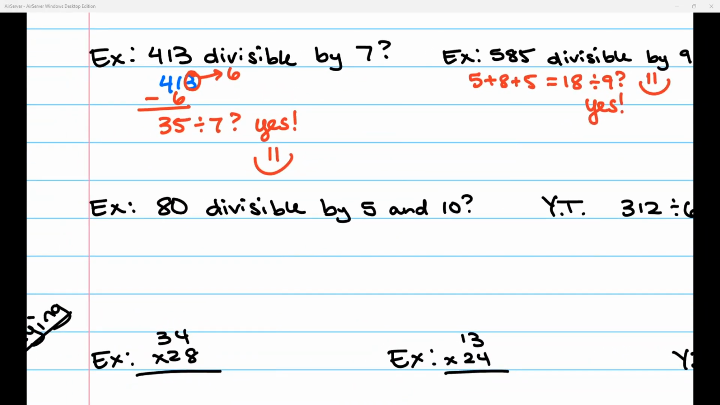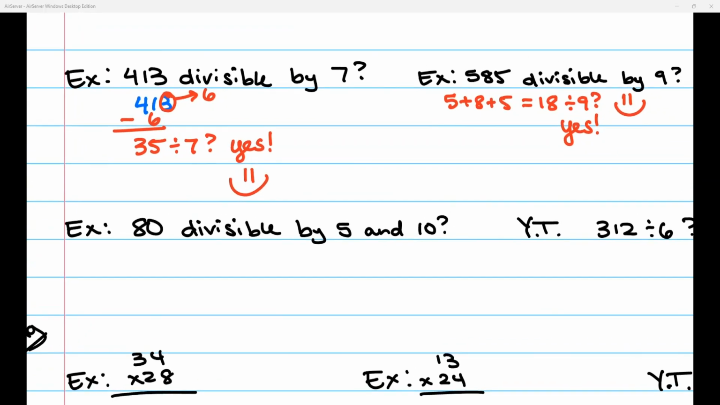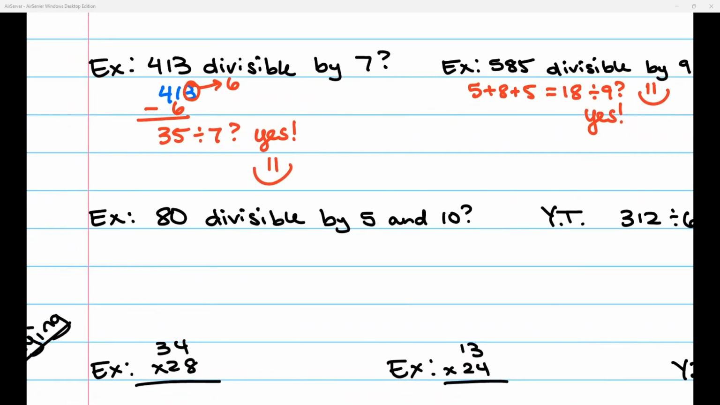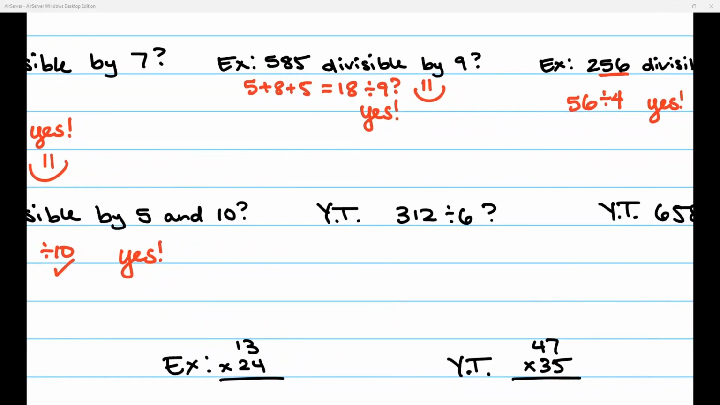Let's do another one. Is 80 divisible by 5 and 10? So they're asking you two different questions. Is 80 divisible by 5? Well, remember, to be divisible by 5, it either has to end with a 0 or a 5. I just look at the last number. Oh, look, it ends with a 0, so it's definitely divisible by 5. That's a check. How do I know if it's divisible by 10? Well, the 10 rule is it has to end with a 0. It does end with a 0, so it is divisible by 10. Check. So our answer is yes, it is divisible by 5 and by 10. So far, all the answers are going to be yes.